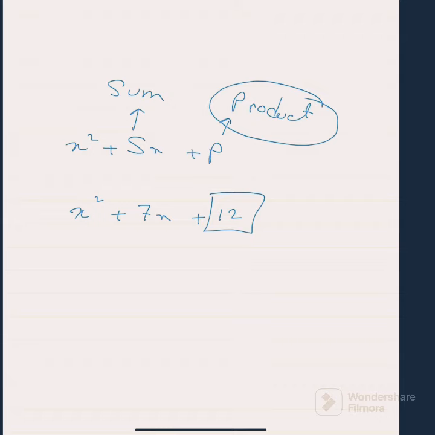Let's write down the factors of 12. For example, 1 multiplied by 12, we get 12. 6 multiplied by 2, we also get 12. And 4 multiplied by 3, we also get 12. Now, what is the middle value?